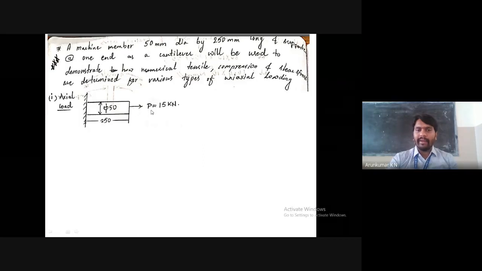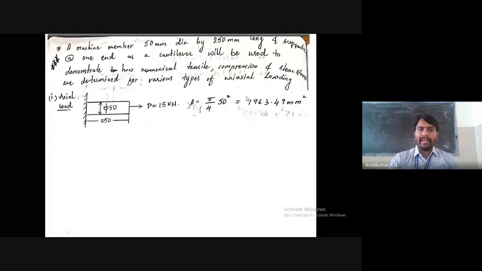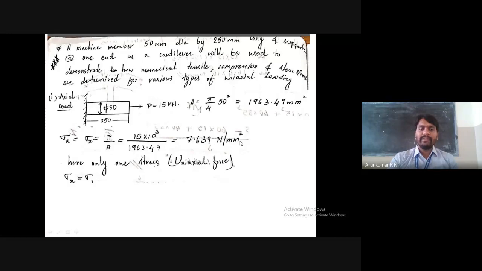Yeah, for this, the direct load is given, so only the direct stress will be developed. So calculate the area, pi by 4 into 50 squared. So you get the area, and directly we can calculate direct stress. Direct stress is nothing but the x-axis stress, which is given by load by area. Load is 15 into 10 power of 3. Area is known, we get the direct stress, which is tensile, positive, in Newton per mm squared. Got direct stress.